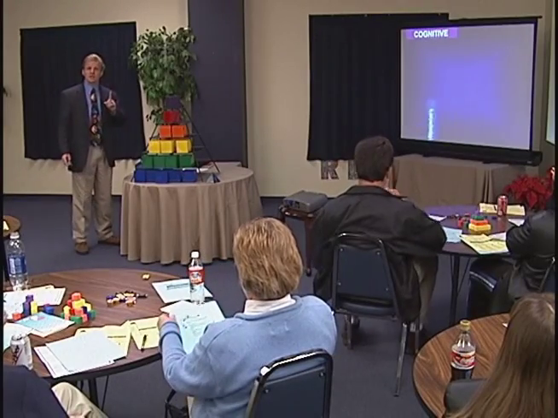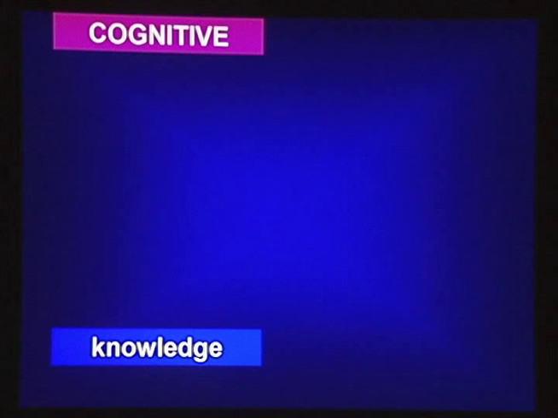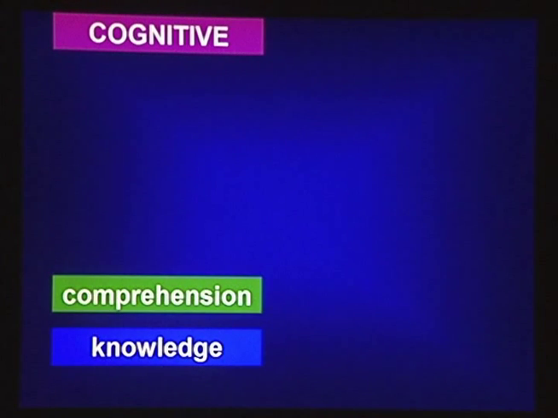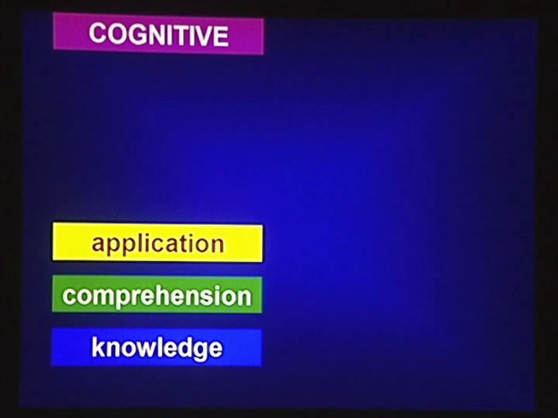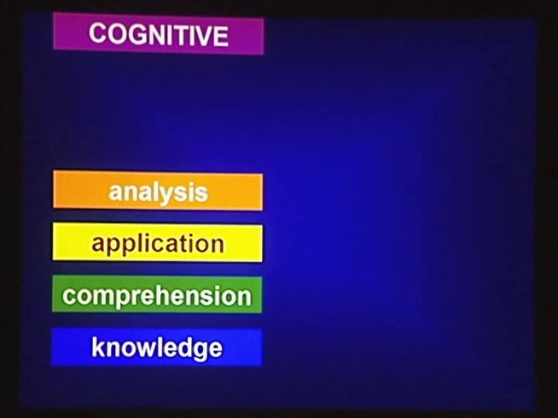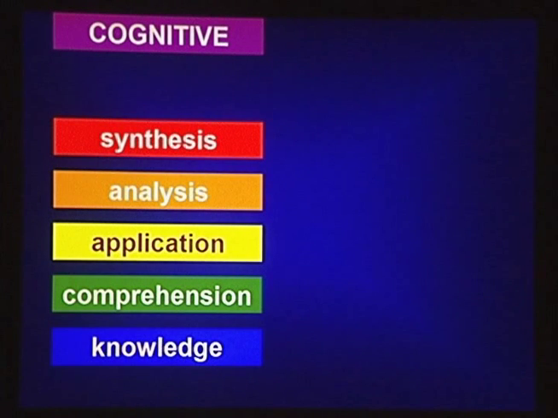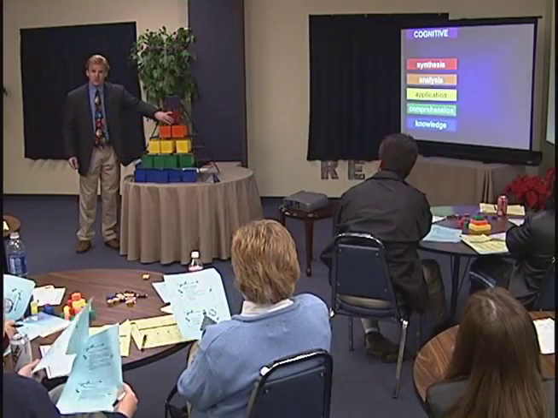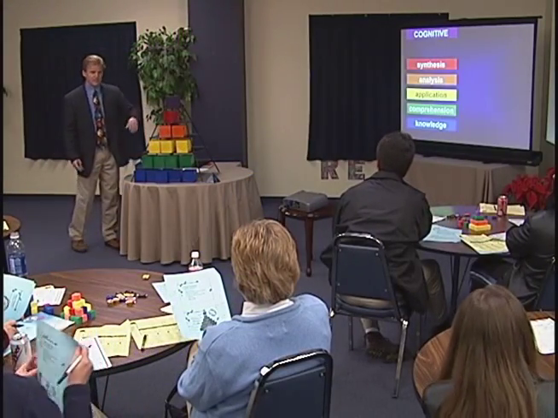The cognitive domain. Do you remember the lowest level is called knowledge? We're using blue for that. Comprehension, when you understand something. Application, when you can solve problems. Analysis, when you can organize, prioritize, classify. Synthesis, when you can intelligently, defensibly create new things with this knowledge and understanding.